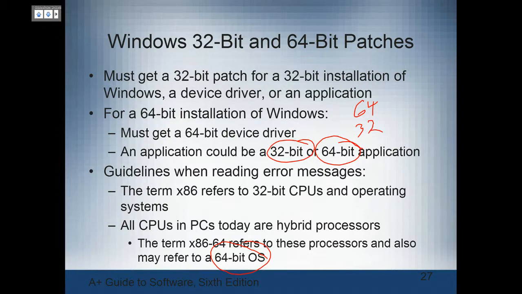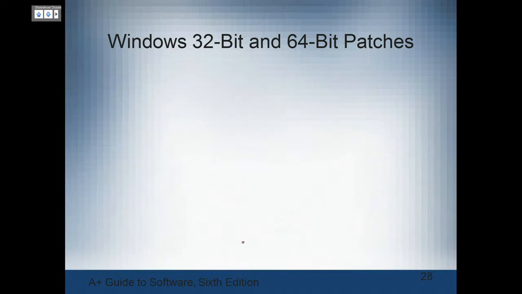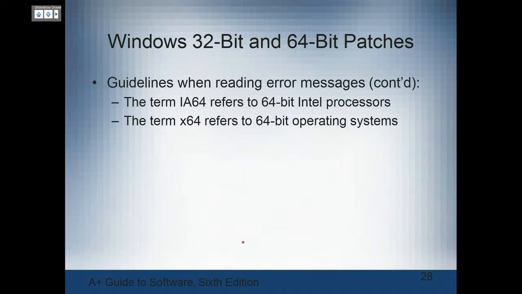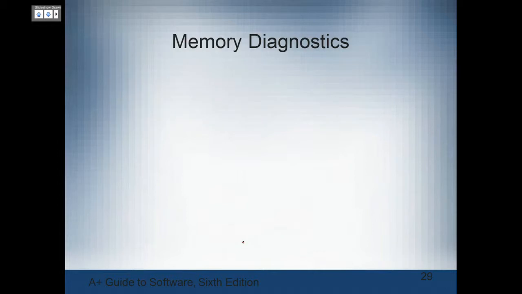Keep in mind, in the upgrade world, if you go from a 32-bit to a 64-bit operating system, you have to reinstall it. You cannot upgrade architecture. Error messages, IA64 is the Intel processor, x64 refers to the operating system. So x86, and the reason x86 is because those letters and numbers are in the Intel processor numbers.